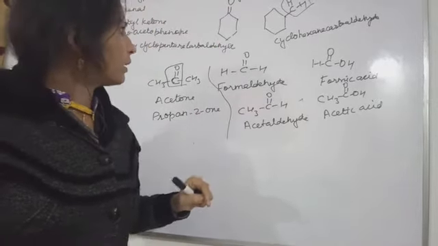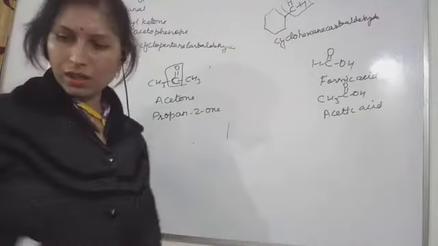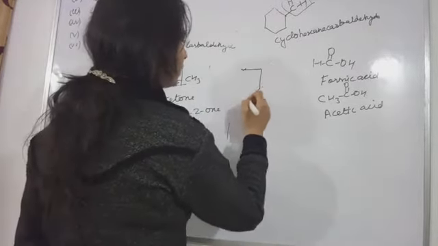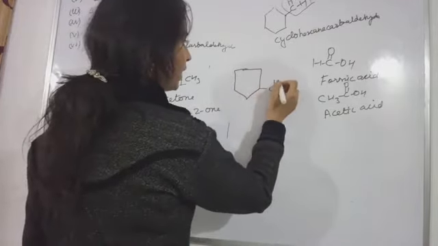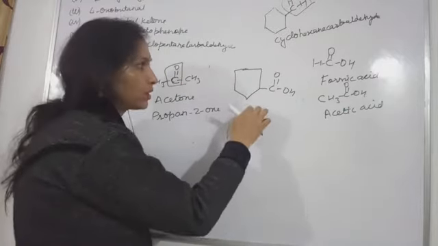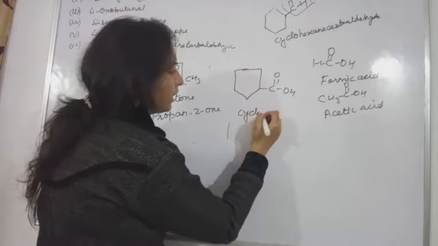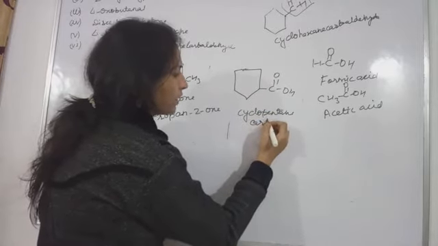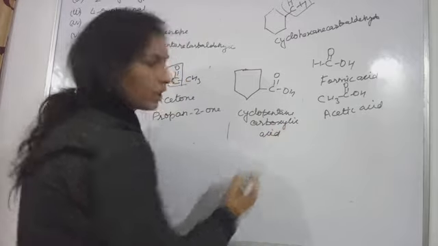One more example I am giving you. If you are not able to see, I am writing here. Suppose you have this compound, this is cyclopentane, and with this cyclopentane, your functional group COOH is attached. What name are you going to give to this compound? This is cyclopentane carboxylic acid. Okay, why?